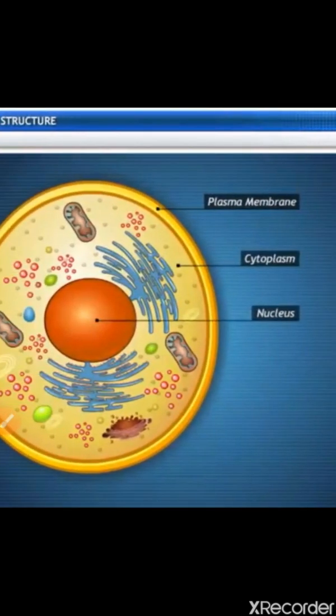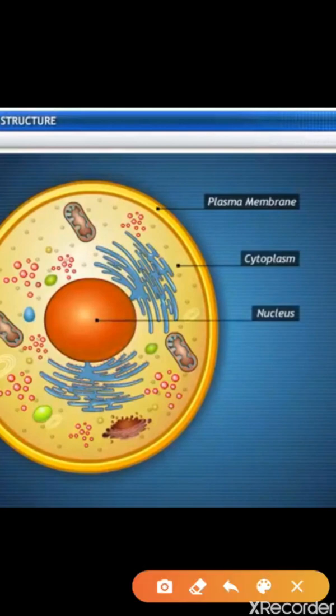So here we are with our new topic, that is cytoplasm and nucleus. In the previous topic we talked about the plasma membrane. What is the function of the plasma membrane? What is the structure of the plasma membrane? What are the models of the plasma membrane? We have talked about it.